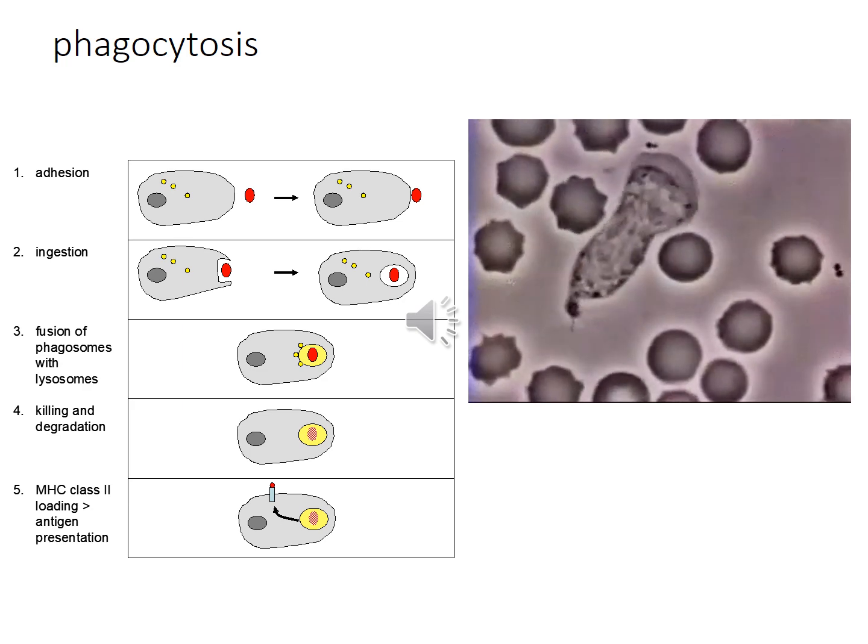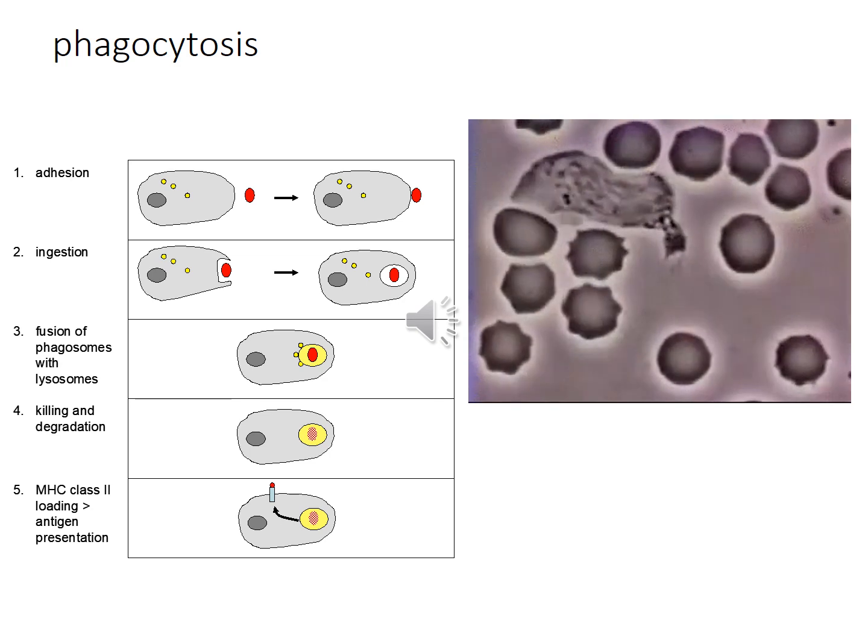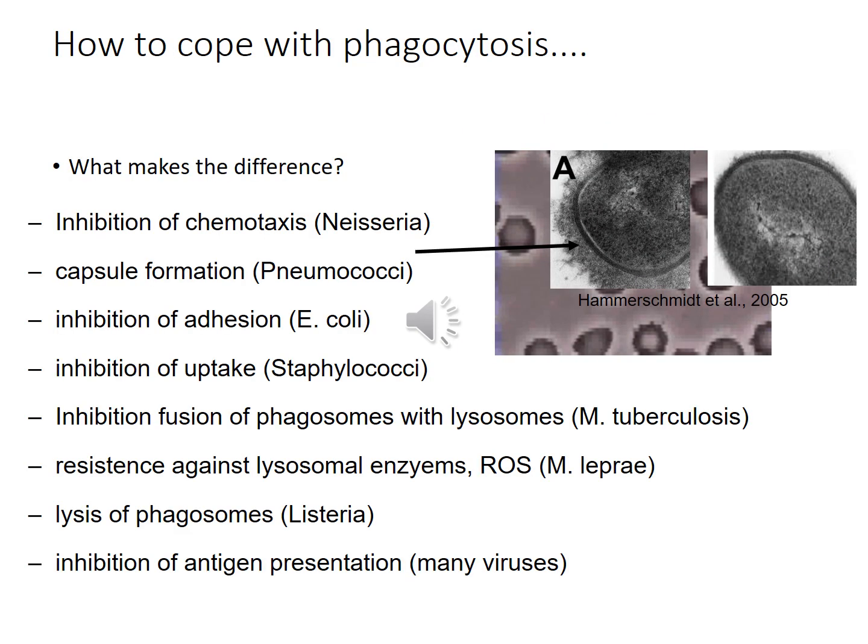So in order to avoid the phagocytosis, the pathogens have developed clever pathways. So how to cope with the phagocytosis? What are the different bacterial strategies? One strategy is to inhibit the chemotaxis, and Neisseria gonorrhea does that. It secretes soluble factors which will block the chemotaxic receptor of neutrophils.